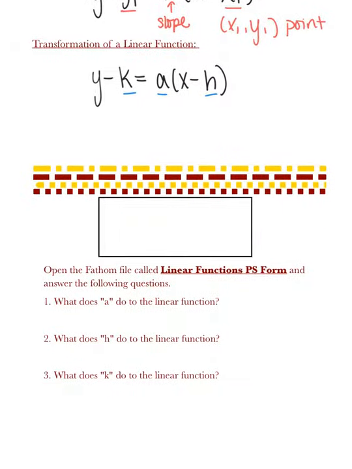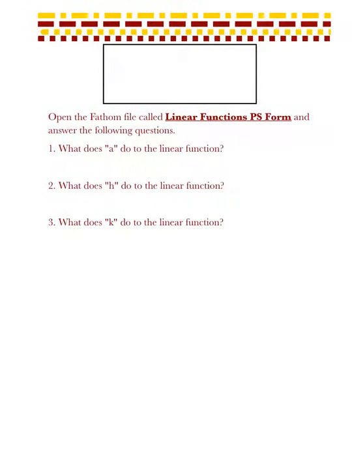So on the next slide, let's go ahead and write that transformation form again. y minus k equals a times x minus h. Now I want you to open the Fathom file that I told you to earlier, the Linear Functions PS Form, and move the sliders for a, h, and k. Pay attention to how that line changes and jot down your thoughts on what happens to the linear function as you move those sliders. Pause the video, do that, and then come back and we'll discuss.